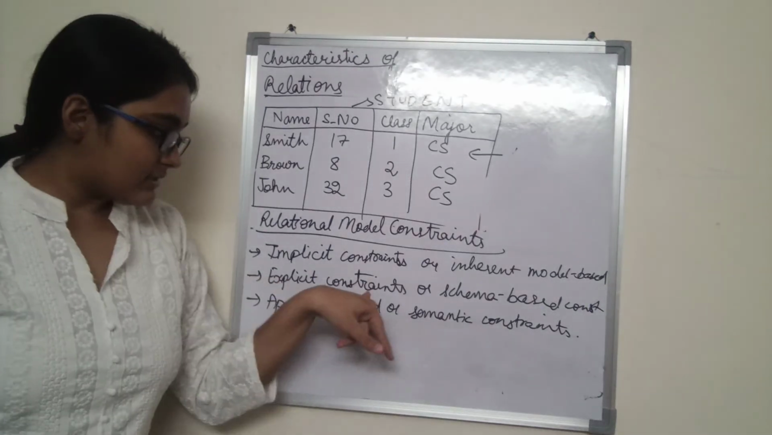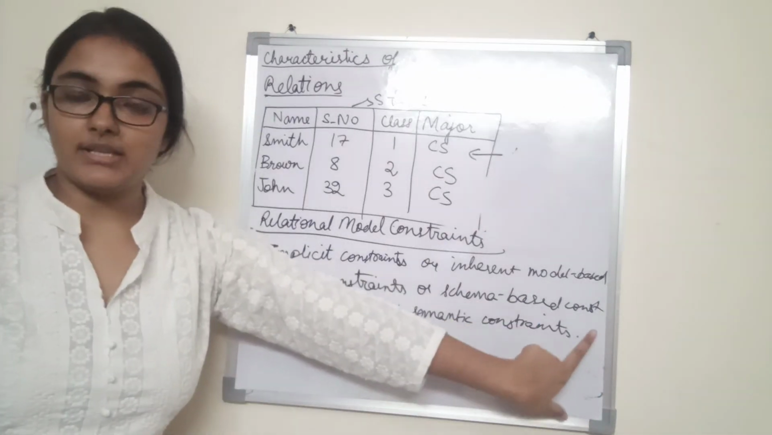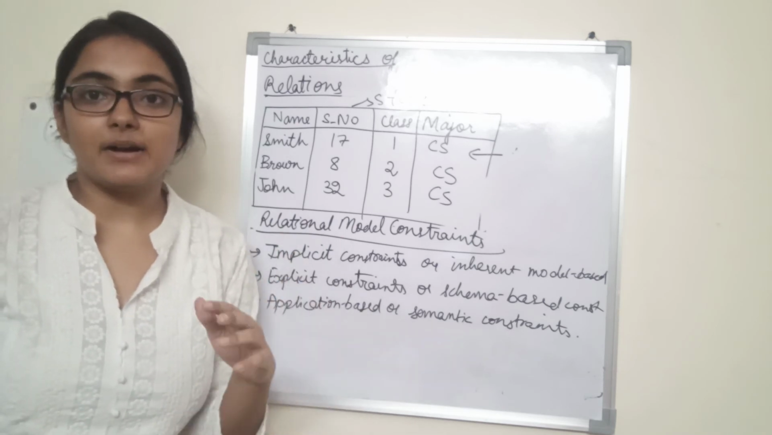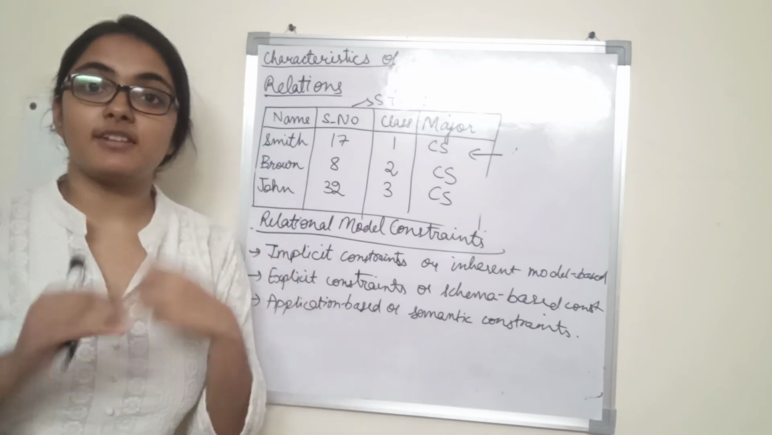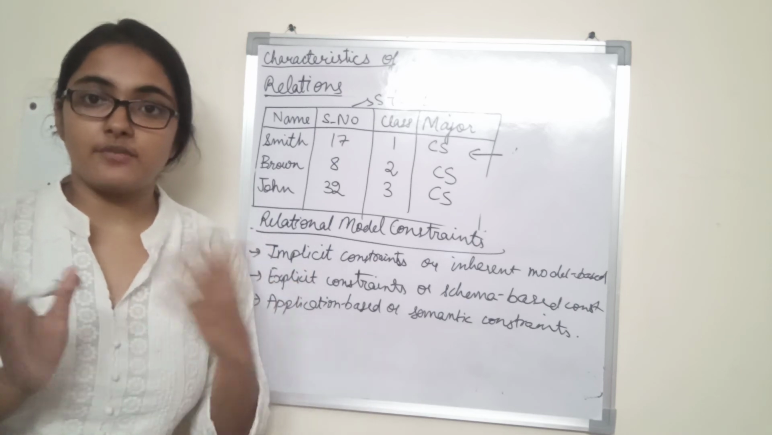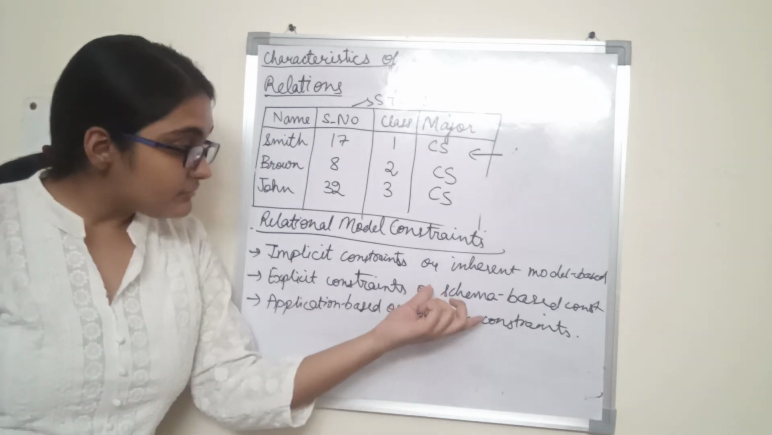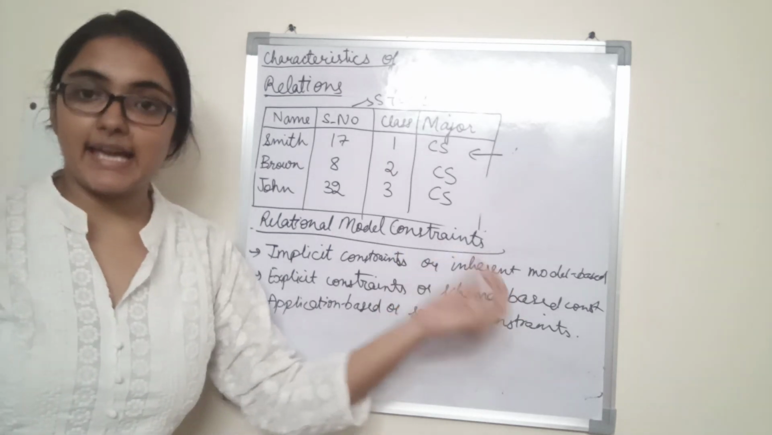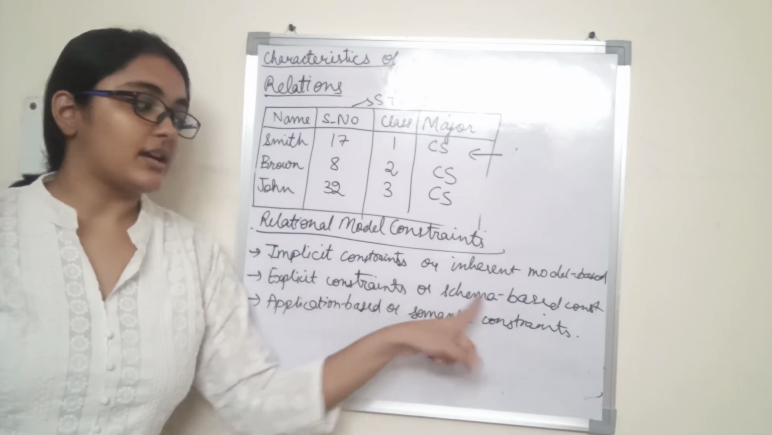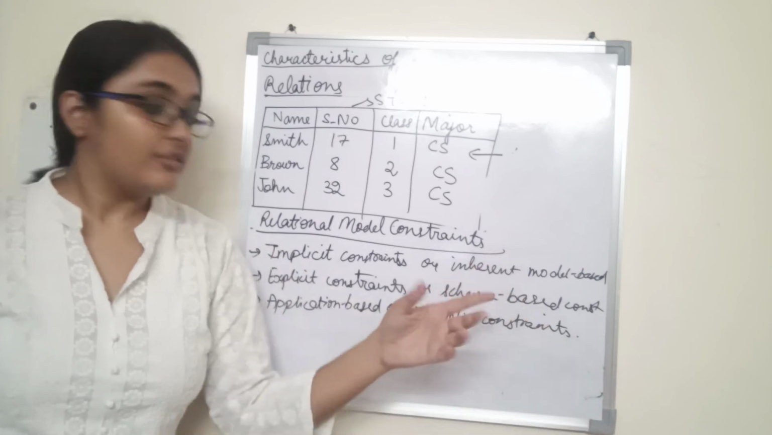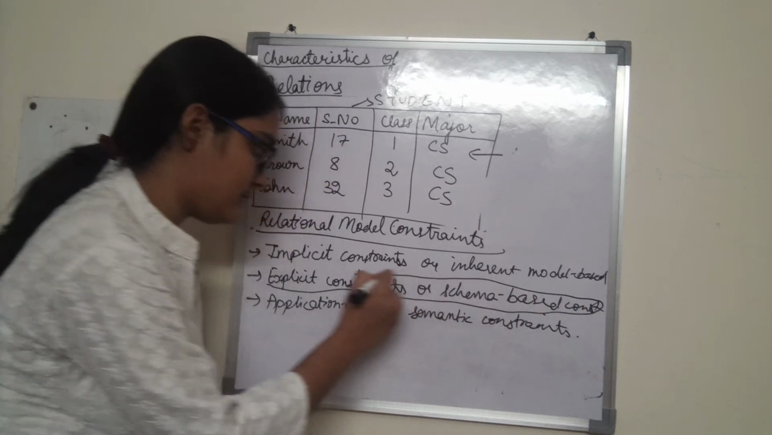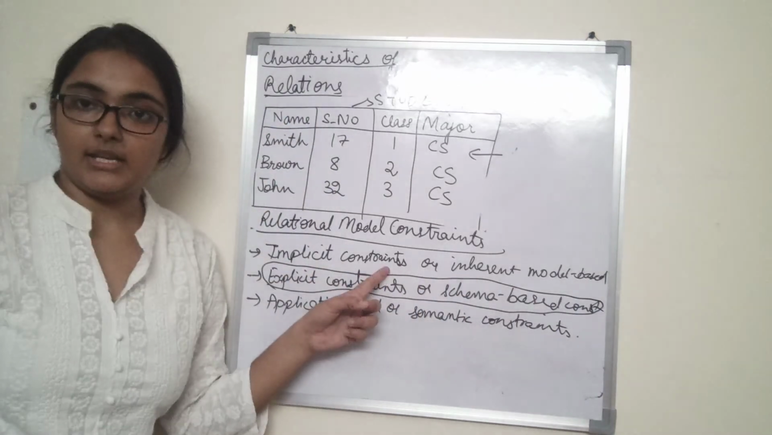So explicit constraints or schema based constraints are the ones that can be directly expressed in the schema of the data model. What was the schema? The description of a relation, or a description of a schema. So the constraints that can be directly expressed in the schema of the data model are called explicit constraints or schema based constraints. We will learn about this. Our main focus will be on these constraints, and we are going to dig deeper into them.